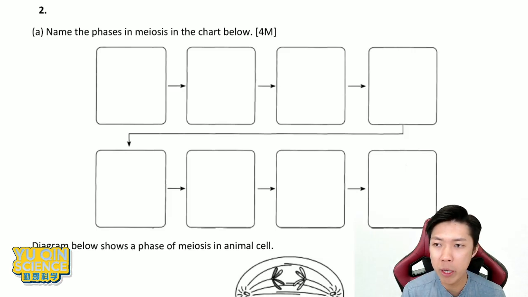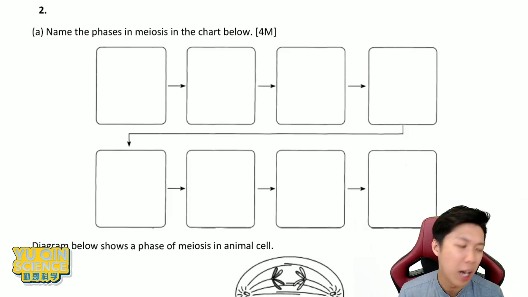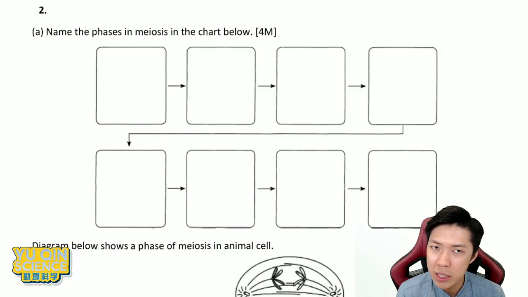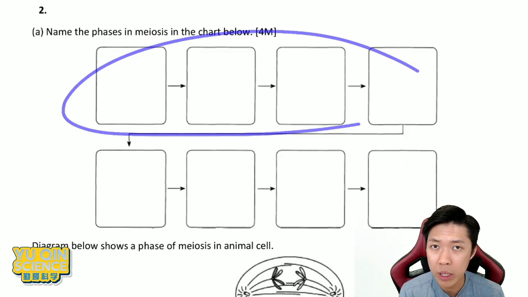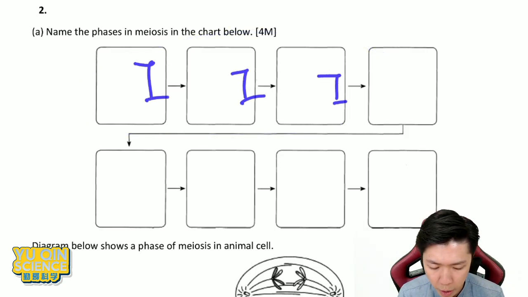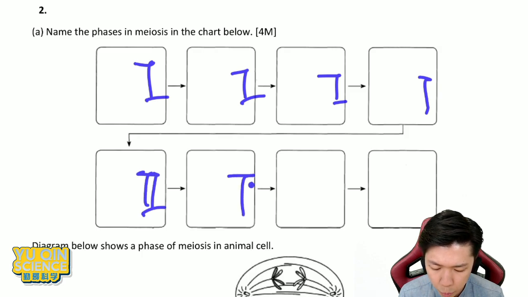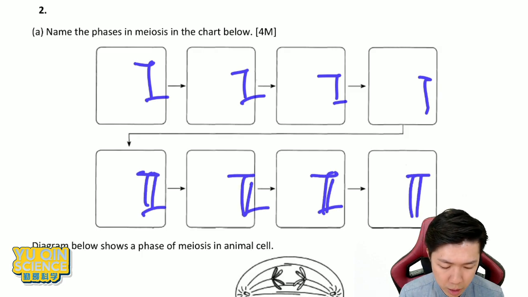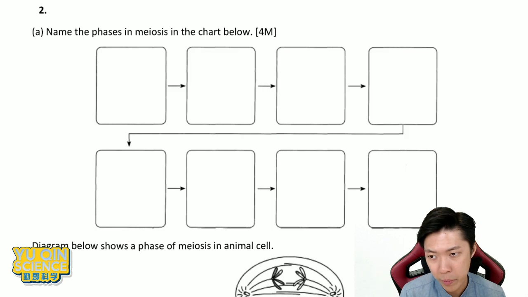Right, question number 2, everybody, please write down all the phases. Do you remember them? Actually, it's the same, PMAT, then PMAT 1 and PMAT 2. Can I leave that to you? Please write the whole thing. Prophase 1, Roman 1, then metaphase 1, anaphase 1, telophase 1, then the rest will be Roman 2: prophase, metaphase, anaphase, telophase. Okay, I'll leave that to you.